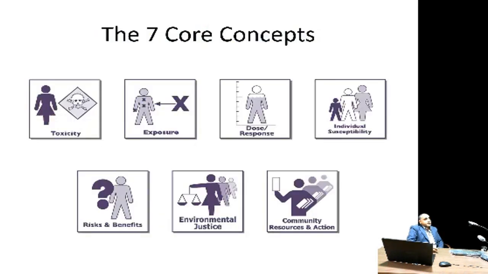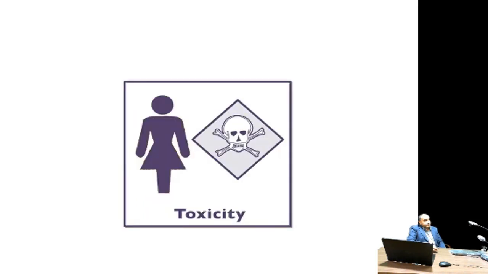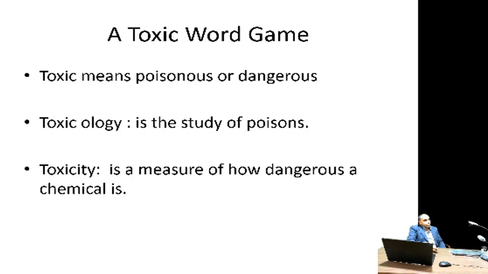There are 7 core concepts that should be understood: toxicity, exposure, dose response, individual susceptibility, risk and benefit, environmental justice, community resources and action. Toxicity. Toxic means poisonous or dangerous. Toxicology is the study of poisons. Toxicity is a measure of how dangerous a chemical is.